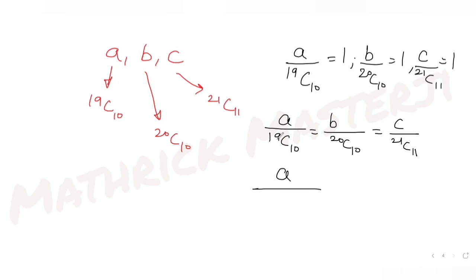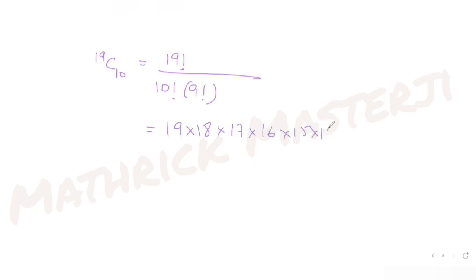So A over 19C10. nCr is n factorial over r factorial into (n minus r) factorial. So 19C10, I get, is 19 factorial over 10 factorial and 9 factorial. So from here, if I try to figure out the value of 19C10, let's see. 19C10 is 19 factorial over 10 factorial and (19 minus 10), which is 9 factorial. So I get 19, 18, 17, 16, 15, 14, 13, 12, 11, and 10 factorial, which gets cancelled with this 10 factorial.